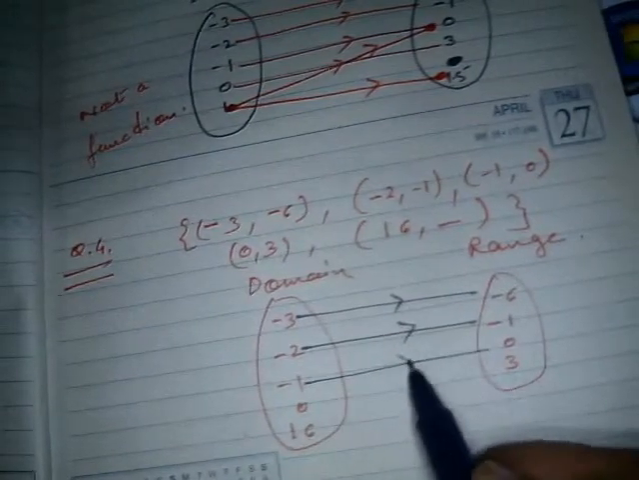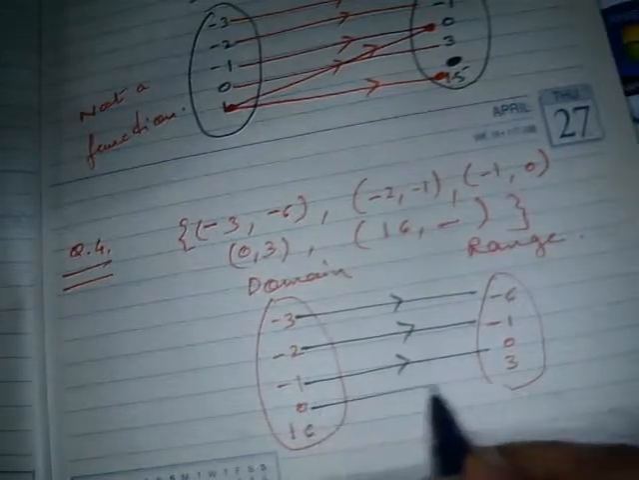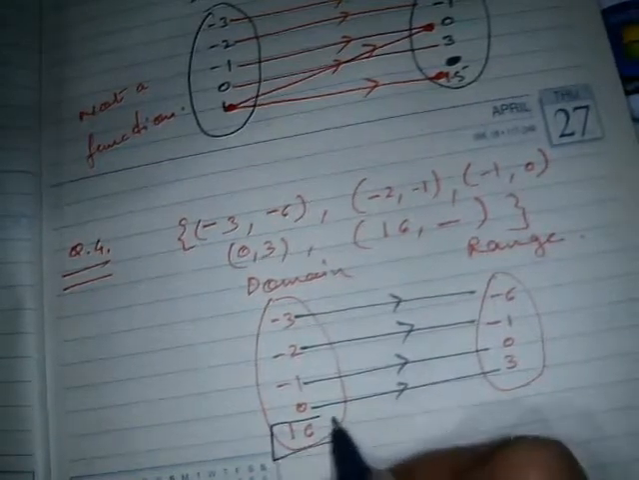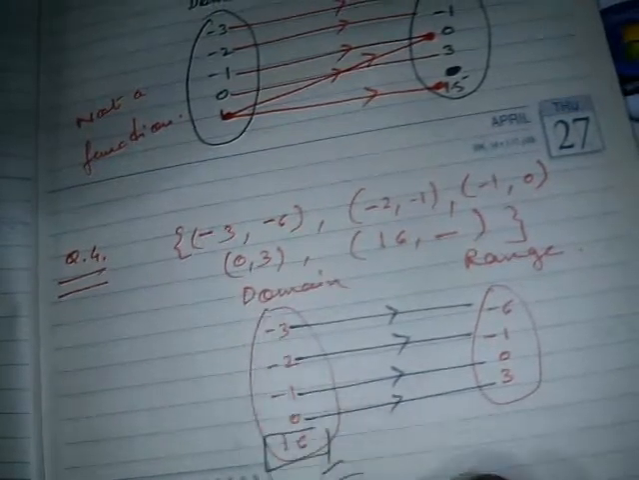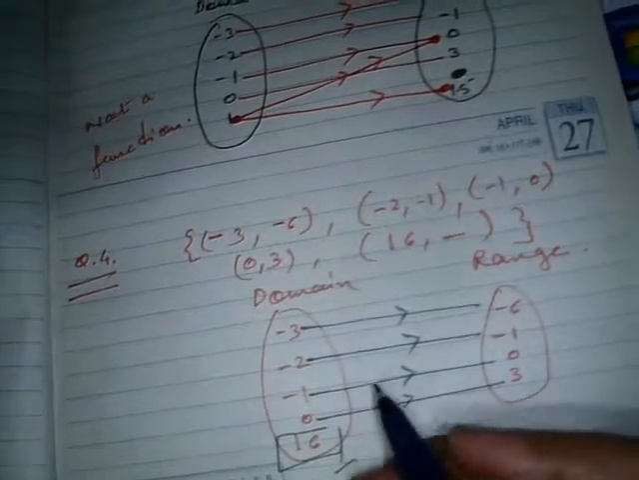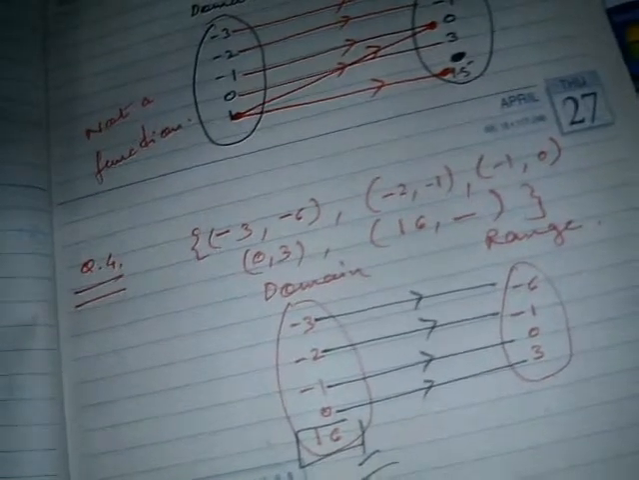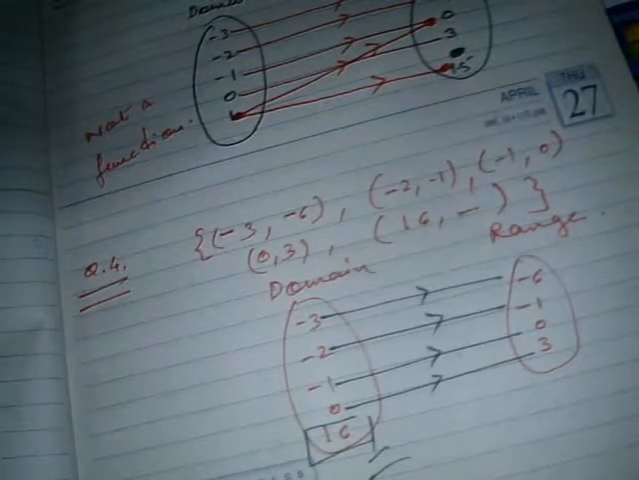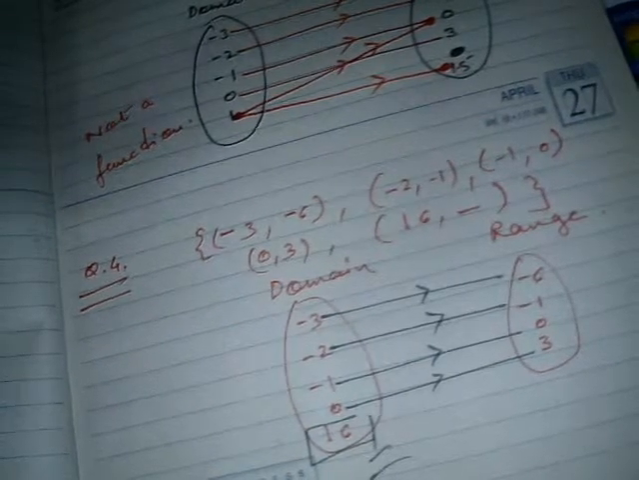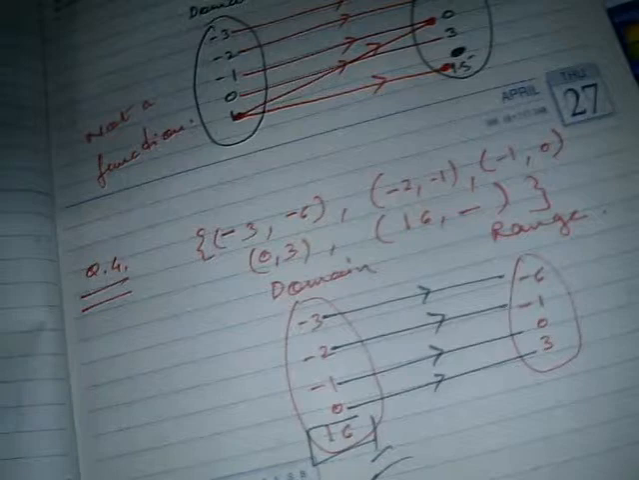If any x is left unrelated, it means that whatever the function is, when we plug in the value of x, it should return the y value. But over here this x is not returning any value of y. It means it is not going to be a function. So this is also not a function.